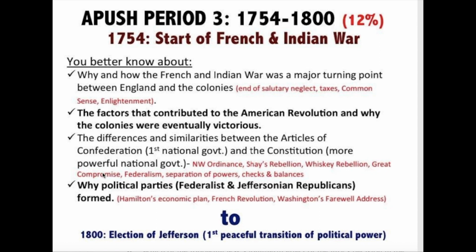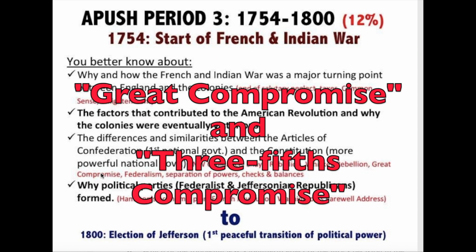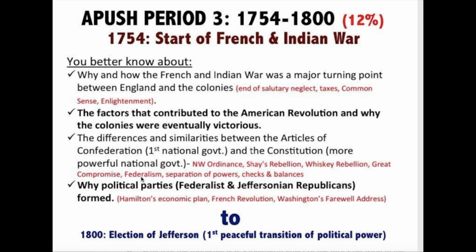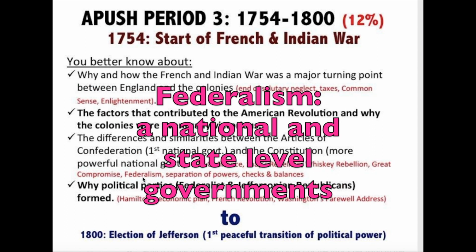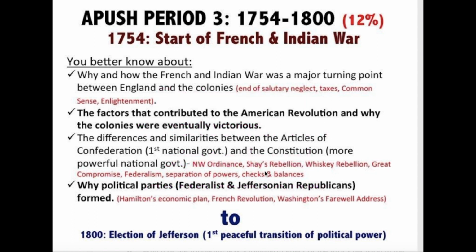There were a bunch of compromises at the Constitutional Convention. The Great Compromise called for a bicameral legislature. You had the Three-Fifths Compromise, federalism, the form of government where there is a national government or a central government, which is supreme, and then state governments, separation of power, and then checks and balances between the legislative, executive, and judicial branches.